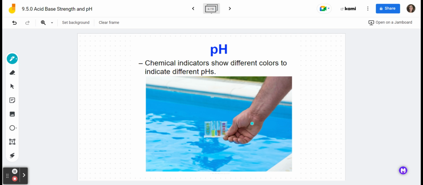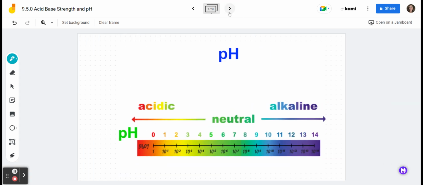If you have a pool or a hot tub, then you're probably familiar with this to see what pH you have currently and see if you have to add any chemicals. So again, pH is down here at the 0 to below 7 mark. That's all considered acidic.